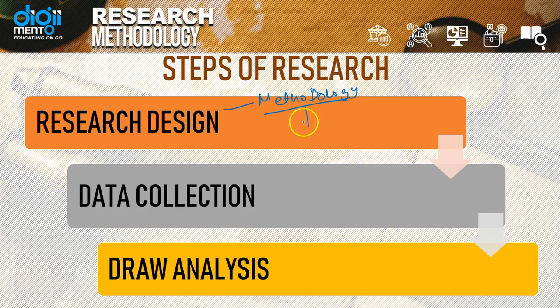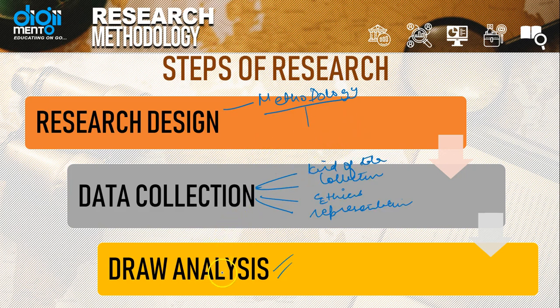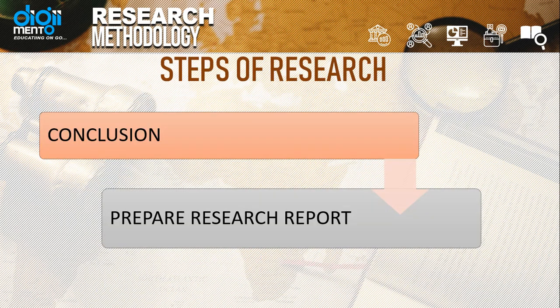Okay, now the next one is data collection. Data processing is there, like what kind of data you are using, how you collect your data, how to represent your data, and what ethics you are using in the collection of the data. So all the things are included in this part. So the next one is analysis. In the analysis part you correct the interpretation of your data, and the next one is conclusion. In the conclusion part you draw inferences or conclusions, and you give the importance and the contributions and everything. And in the last there is preparing the research report. This is the last step.